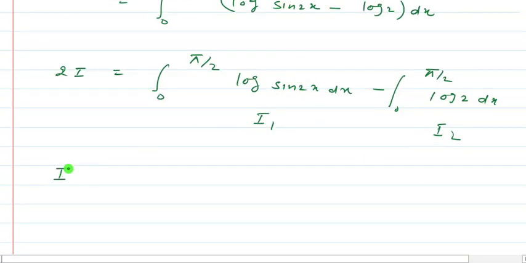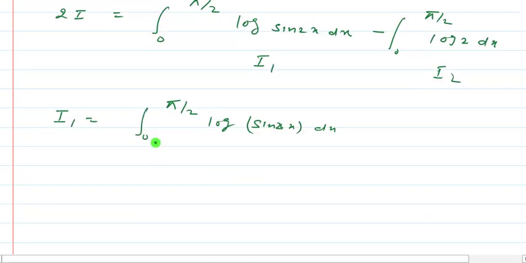So here let me take I1 first. I1 is the integral from 0 to pi by 2 of log sin 2x. Now to get rid of this 2x, let me substitute 2x as t. So we are getting 2 dx is equal to dt, or you can say dx is equal to dt upon 2. Changing the limits as well.